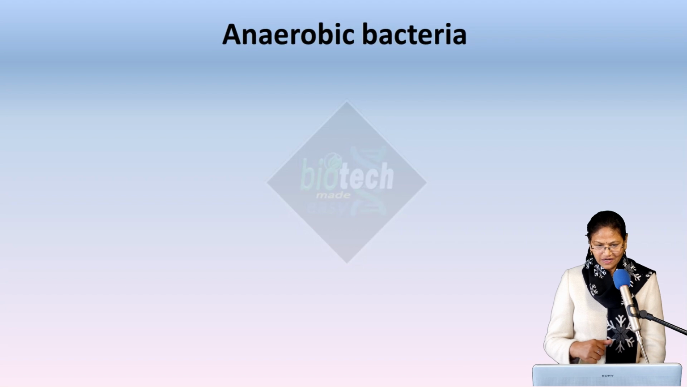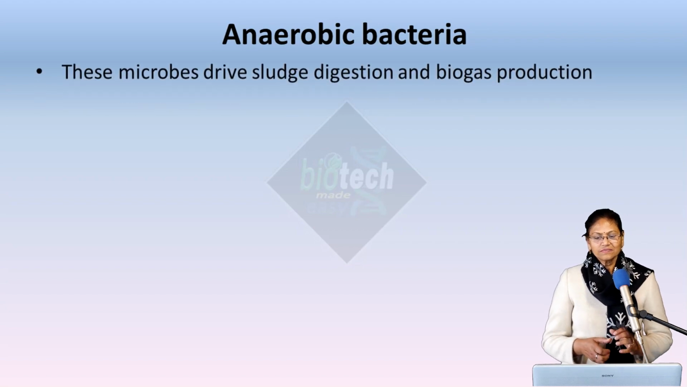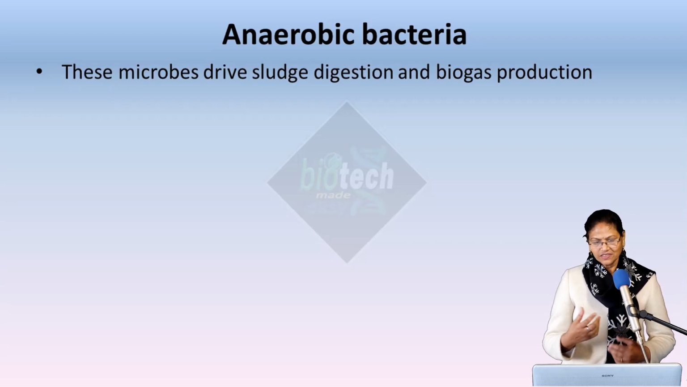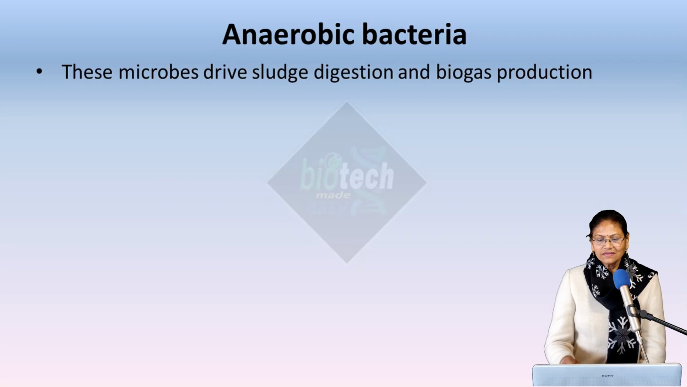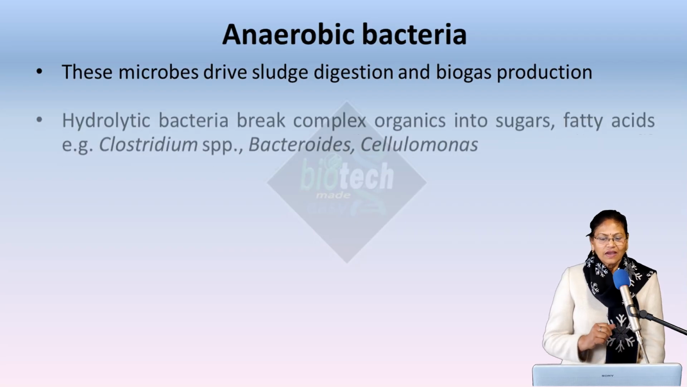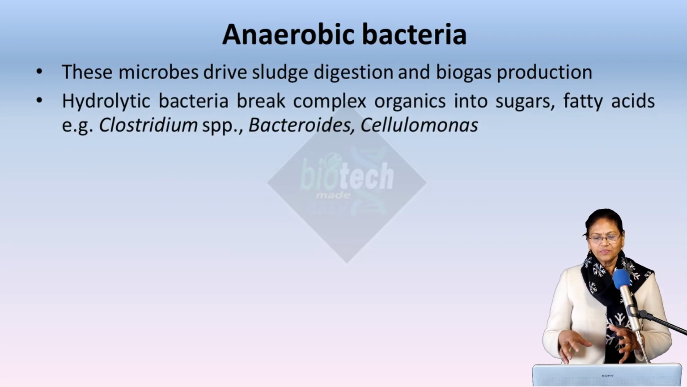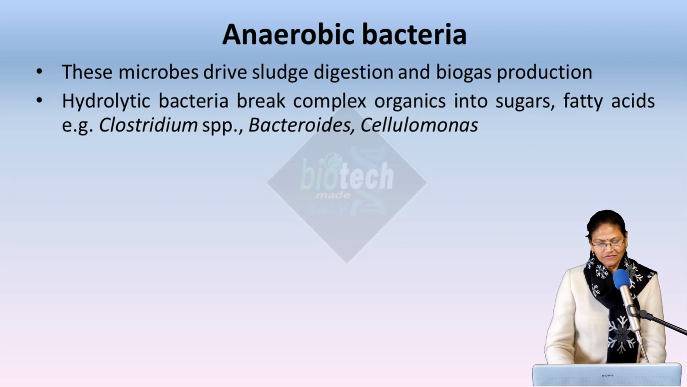Then the next one is anaerobic bacteria. These microorganisms drive sludge digestion and biogas production. So these microorganisms are important. They are present in biogas production, and they help there and in sludge digestion. Hydrolytic bacteria break the complex organic pollutants into sugars and fatty acids, and the examples are Clostridium, Bacteroides, and Cellulomonas. So these are the hydrolytic bacteria.